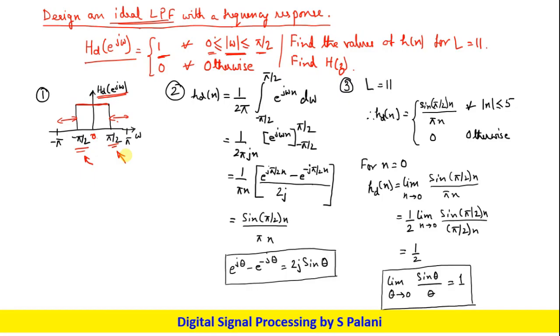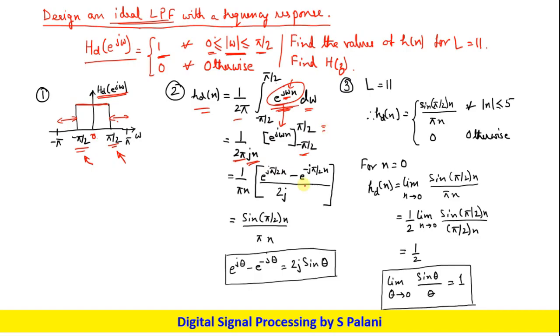Now we know the equation for this, which we have already discussed. HD of n equals 1 by 2 pi integral from minus pi by 2 to pi by 2 of e to the power j omega n d omega. Simple. If you integrate this, 2 pi will come. Omega is your variable, so j n will come in the denominator, and e to the power j omega n will come in the numerator, and you have these limits.